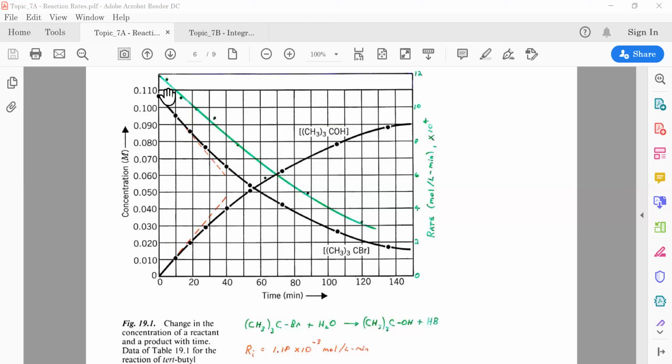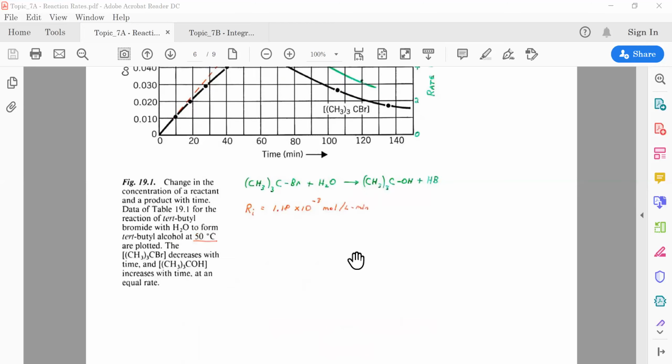Now, as the reaction proceeds, by the time you get down to 120 minutes, for example, the reaction rate now is about 3.5 times 10 to the minus 4, or about 0.35 times 10 to the minus 3. So the reaction has slowed by a factor of about 3 after 120 minutes. And again, this is typical behavior for most chemical reactions. Concentrations of reactants decrease with time, concentrations of products increase, of course, but the rate at which they do that decreases with time, with the fastest rate being at the very beginning, when the concentrations are the highest.